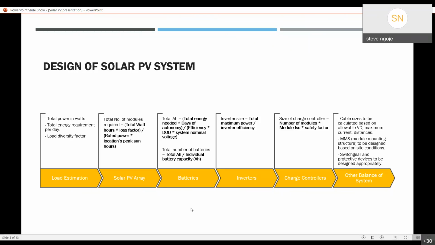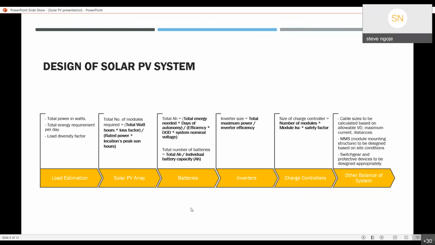If you come to the formula, battery banks are mostly sized in what we call amp hours. So that is the amount of current that bank can give you for a given battery voltage, or bank voltage. The way for you to calculate the total amp hours that you require is to start with the total energy you need. That is what we got from the load estimation, times the days of autonomy.